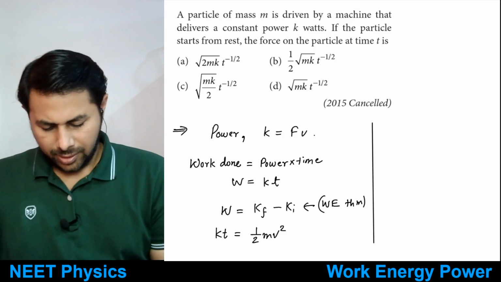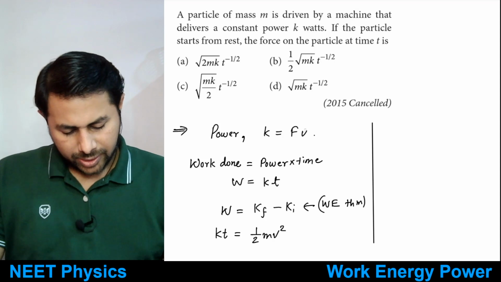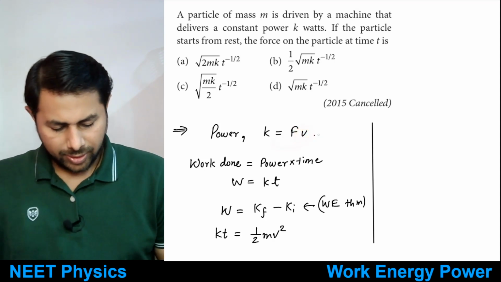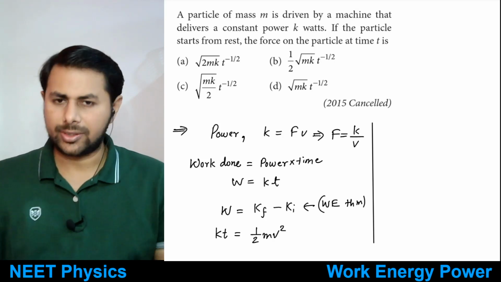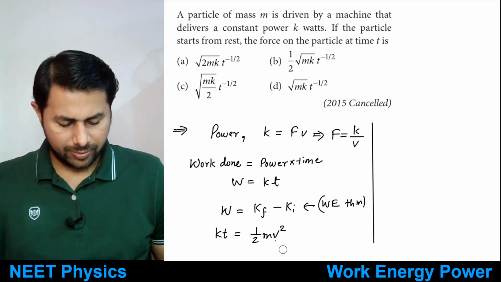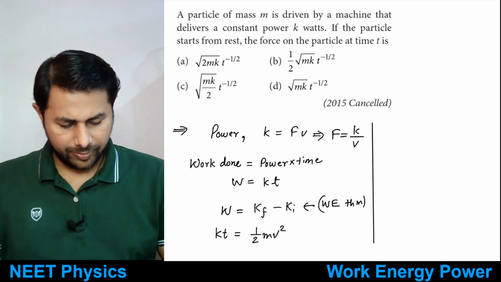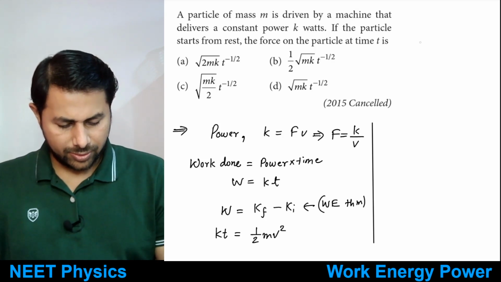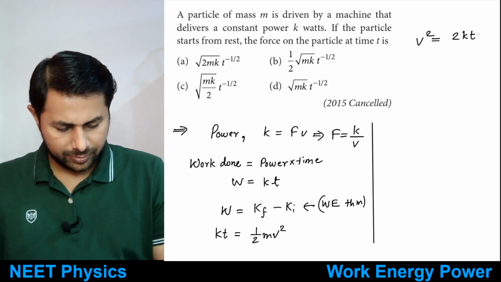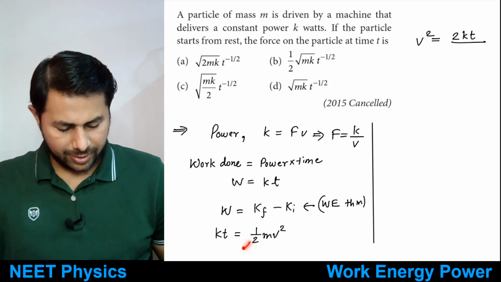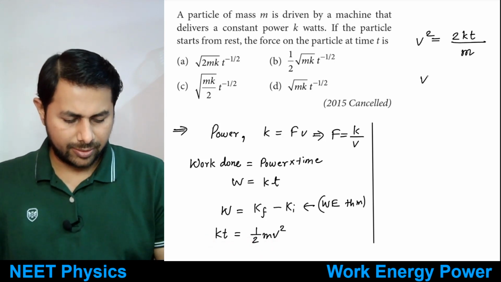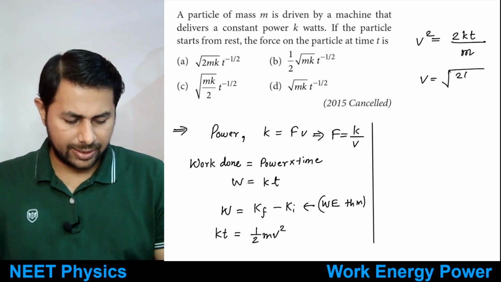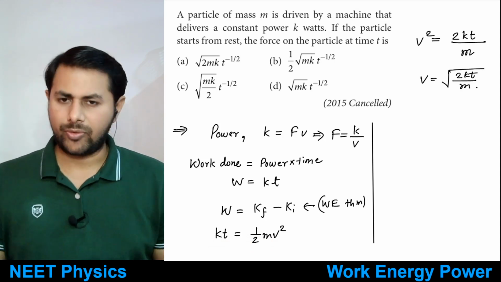So just move this velocity to this side, because here we wanted to find out the force. Force is equal to k divided by velocity, right? And from here we can find velocity from this equation. So v square is equal to 2kt divided by m, and therefore v is equal to square root of 2kt by m.